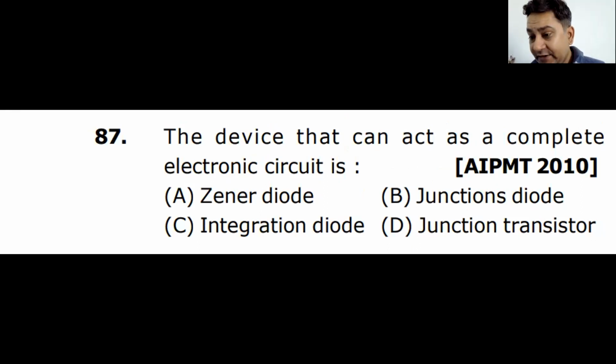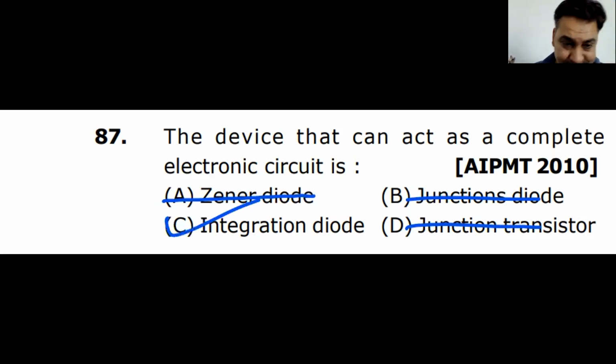Small tip, small hint. You know what a Zener diode does? It only operates in the breakdown region. Yes or no? Yes, sir. A junction diode only acts as a switch: either it allows current or it does not allow current. You also know that a transistor does not act as a complete electronic circuit. The only thing you've not heard about is the integrated circuit. Remember this in the end. Got it?